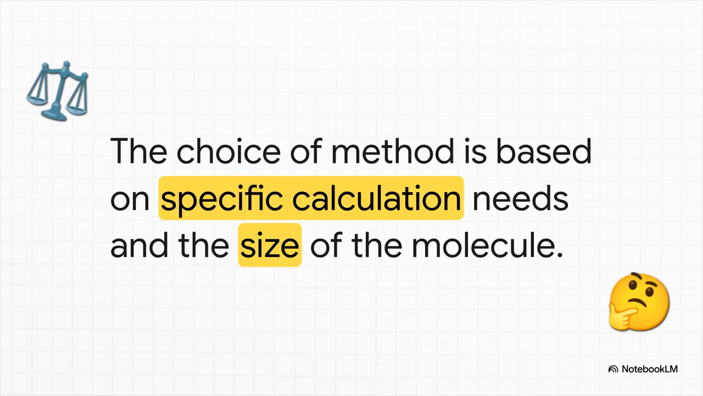So here's the key takeaway. The choice is never about which method is better overall. It's always a strategic decision. A scientist has to balance the size of the system they're studying against the level of electronic detail they need to actually answer their specific question.